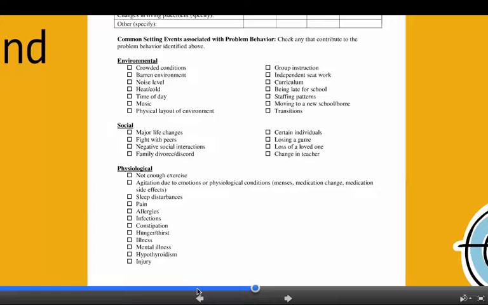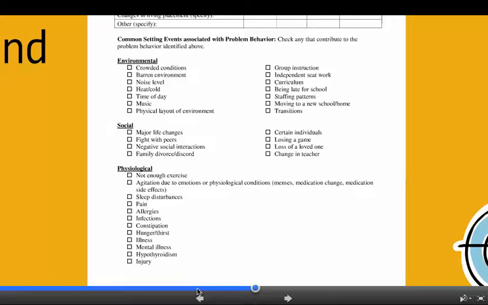Or perhaps a barren, impoverished environment can give rise to problem behavior, or noise level, or the temperature in a room, whether it be too hot or too cold. Also, the time of day may be a variable that's associated with high-rate behavior, or it could be the presence or absence of music, or the physical layout of an environment. You get the idea. There are a number of environmental circumstances that could be correlated with behavior.